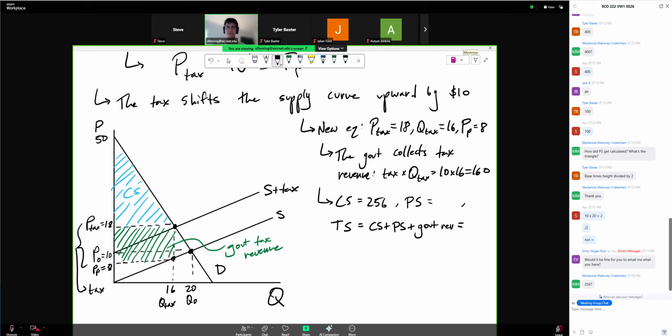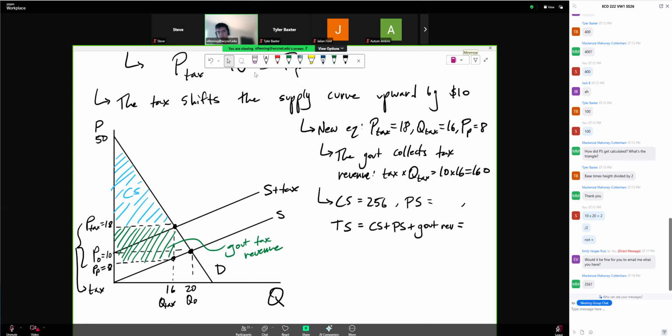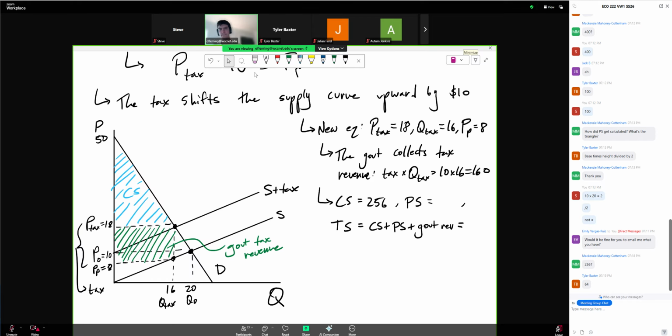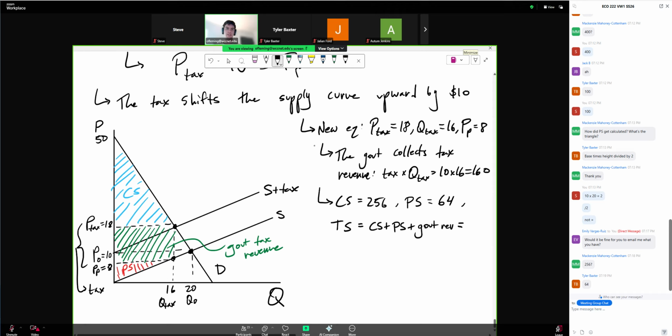What is producer surplus? Anybody? Now we need to blow the bubbles. Ready? One. Anybody for the producer surplus? $64. Very good. It's this area right here. So that is going to be an area of 64. If you can't see that, it's because it's 8 times 16 divided by 2. It's 128 divided by 2, which is 64.